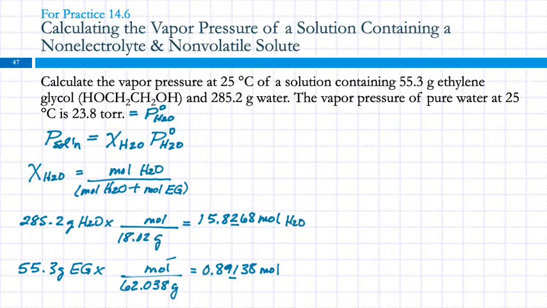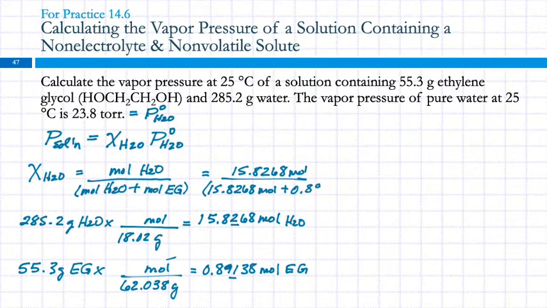So this is moles of water, and this is moles of ethylene glycol. I want the mole fraction of the solvent here. So I've got 15.8268 divided by 15.8268 plus 0.89138. So this is giving me 0.94668. What are the units on that? No units. I had moles in the numerator and moles in the denominator, they cancel out. Mole fraction doesn't have units.